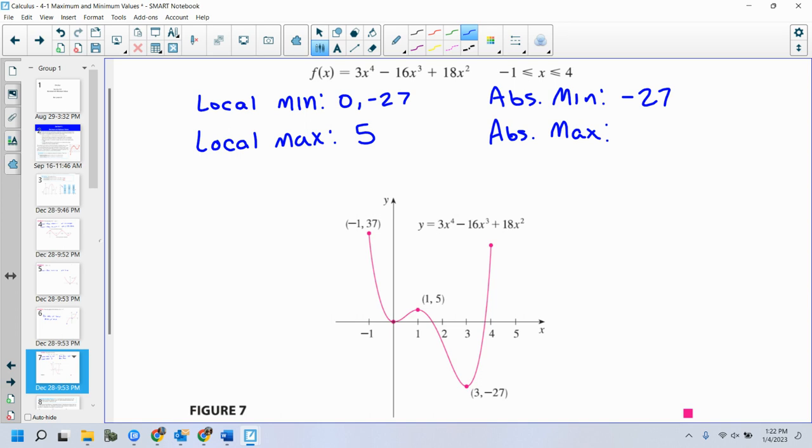What is the absolute maximum? 37. I thought it could be an endpoint. A local can't be an endpoint. An absolute can be an endpoint. And that's the key difference here. An endpoint of a closed interval function can be an absolute, but not a local, because there's nothing coming from the other side, so they can't define near it.